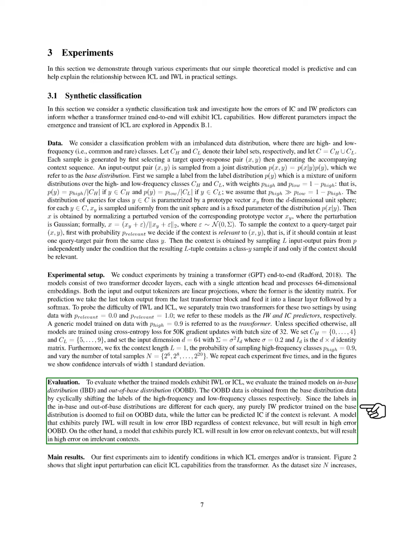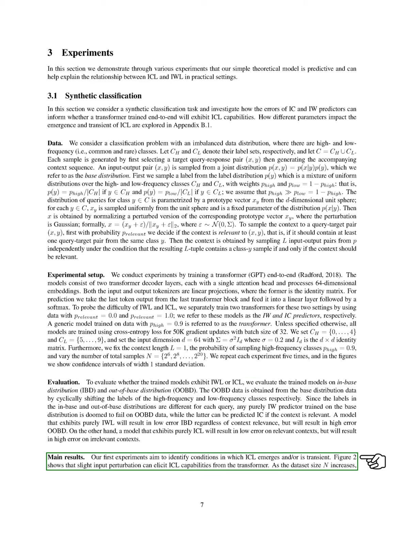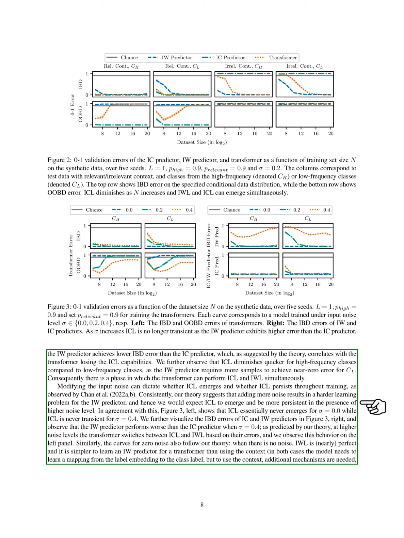Section: Main Results. In this section, we aim to identify the conditions under which in-context learning, ICL, appears and whether it is temporary. Our experiments show that even slight changes in input can trigger ICL capabilities in the transformer. As we increase the dataset size, the in-context, IC predictor shows higher error rates compared to the in-weight, IW predictor, indicating that the transformer is losing its ICL abilities.